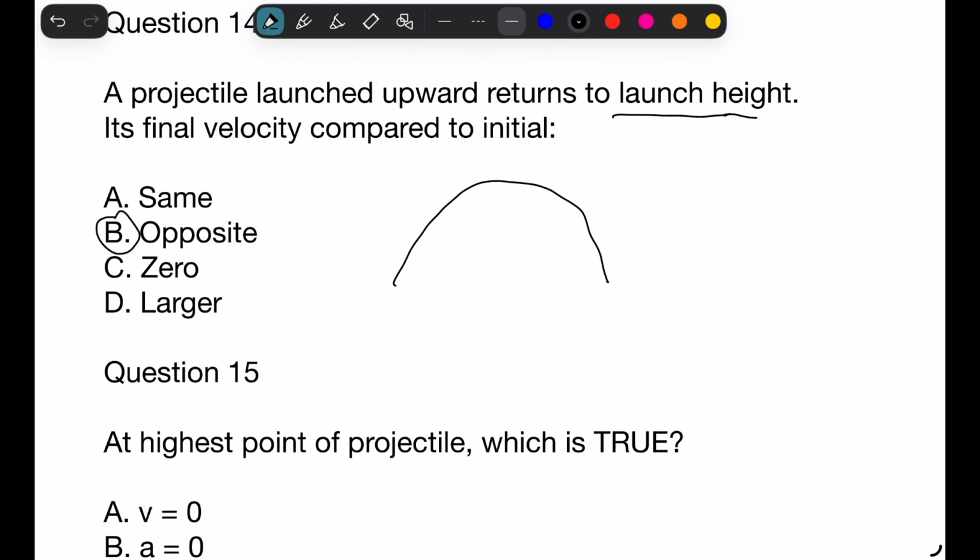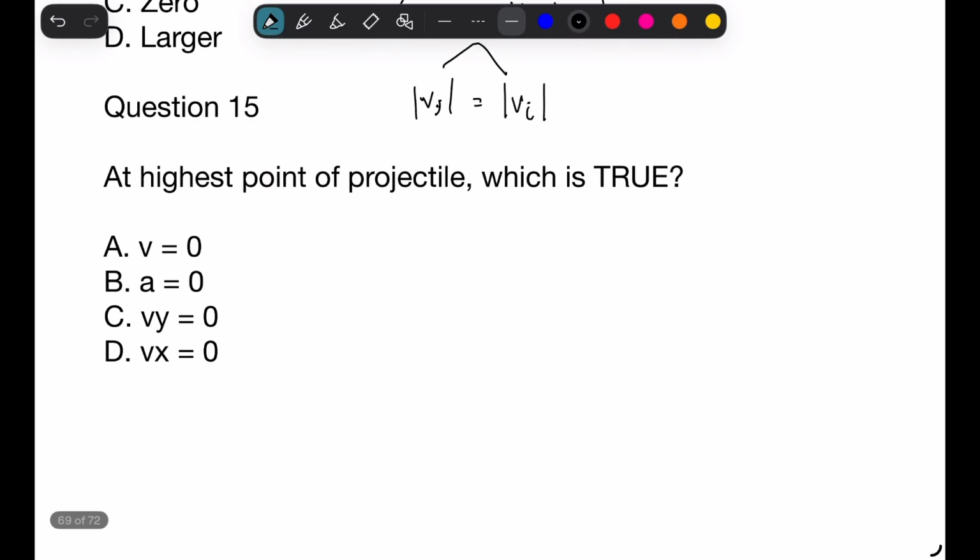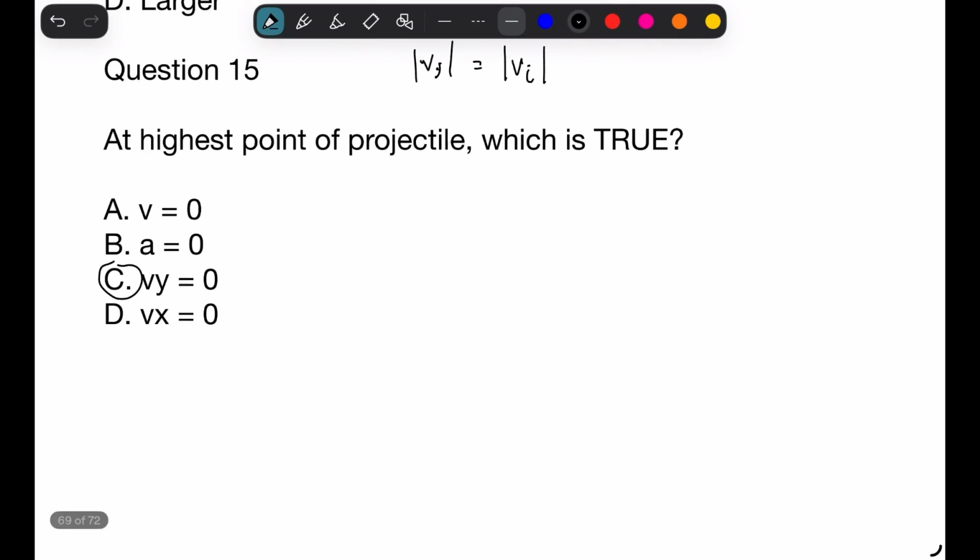It's going to be opposite, because the final velocity is going to be equal to the initial velocity. However, the only difference is they're going to have opposite direction. Since this one's going up, this one's going down. At the highest point of a projectile, what's true? Vy is equal to 0, because that's the transition point of the direction.